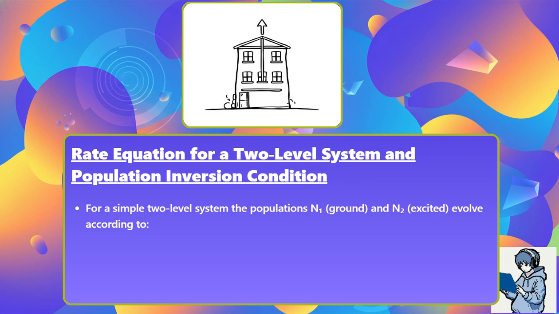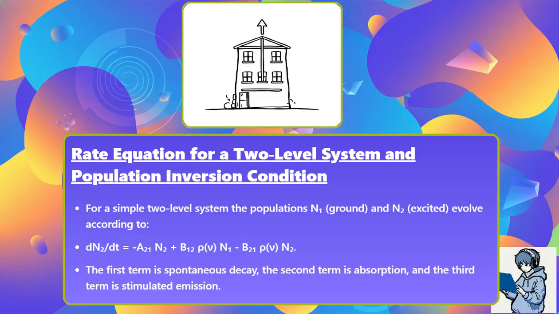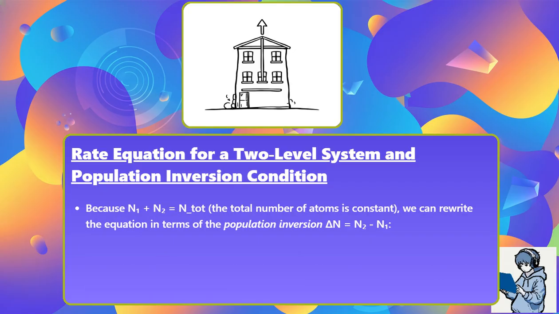For a simple two-level system, the populations N1 (ground) and N2 (excited) evolve according to: dN2 over dt equals negative A21 times N2 plus B12 times rho of nu times N1 minus B21 times rho of nu times N2. The first term is spontaneous decay, the second term is absorption, and the third term is stimulated emission. Because N1 plus N2 equals N total, the total number of atoms is constant.